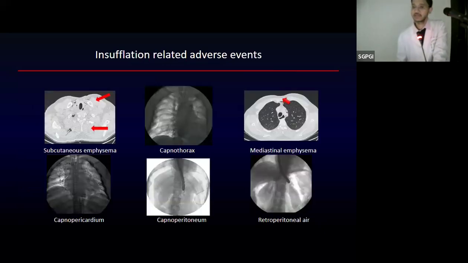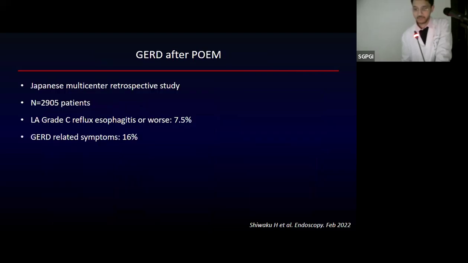Insufflation related events are usually again mild, and they are seen because during myotomy, we tend to even reach the submucosa, and the gas that is used for insufflation is CO2. Hence, it may even leak to the surrounding regions. However, they are usually mild and not a major concern. They can even be identified during the procedure under fluoroscopy, and a few of them are capnothorax, capnoperitoneum, and capnopericardium.